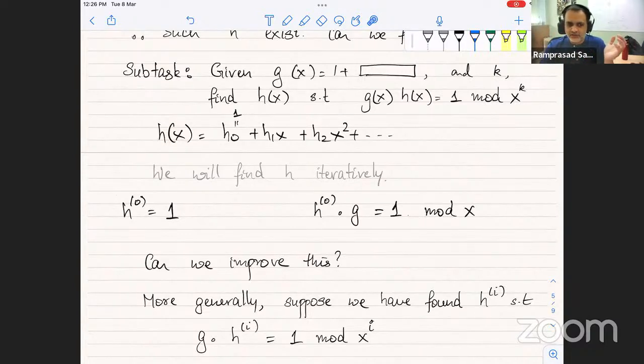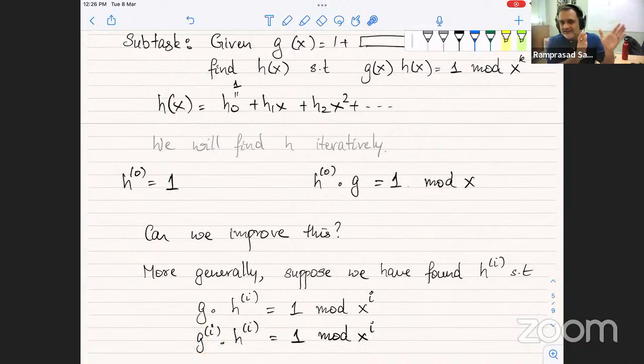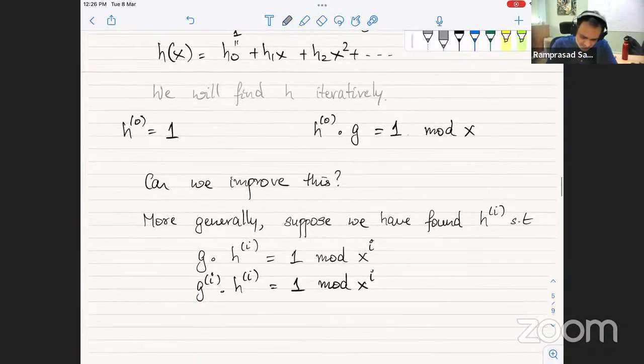And what we are going to be asking is, can I somehow improve the current solution hi to a better solution? Notice that if you only care about something modulo x power I, this is the same thing as gi times hi, which is equal to 1 mod x power I, where gi basically refers to whatever is there up until x power I.